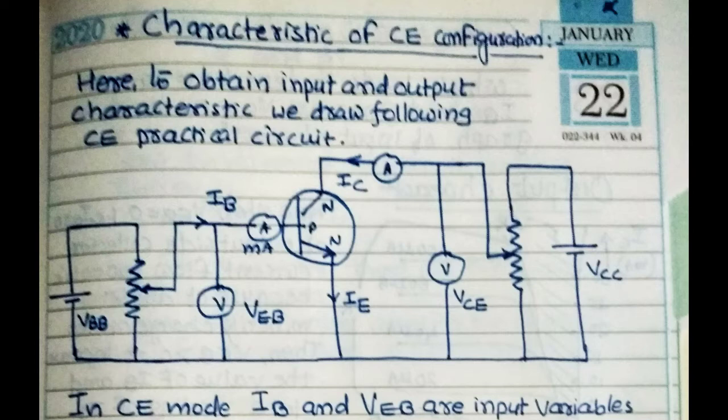In the same way at the output side, the ammeter measures the current value of IC and the voltmeter measures the voltage VC. Two variable resistances are there. We adjust the values of input VBB and VCC as shown in the figure.